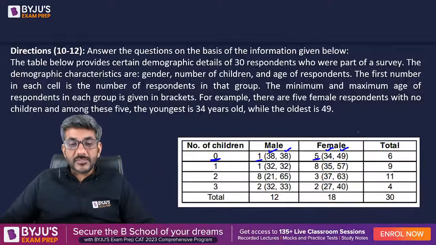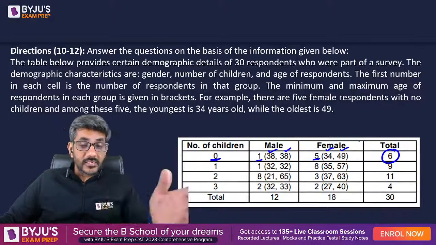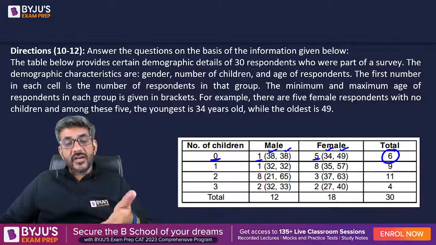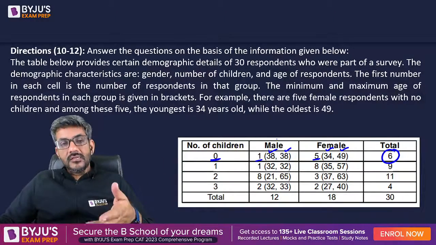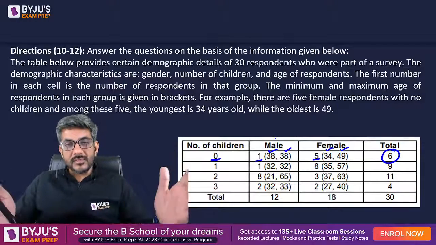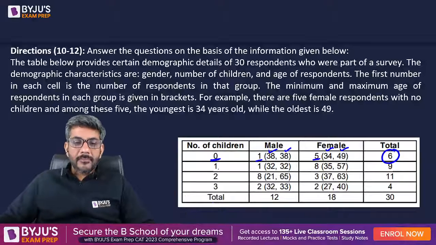We have a total of 6 people in this subcategory, people having no children. One is a male, 5 are females. The male is 38 years old. The females, one of them is 34, one of them is 49. The other 3 are within this range. Same is true for people having one child, 2 children, 3 children as well.